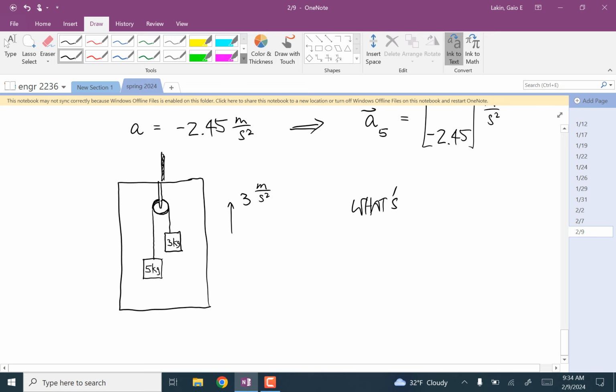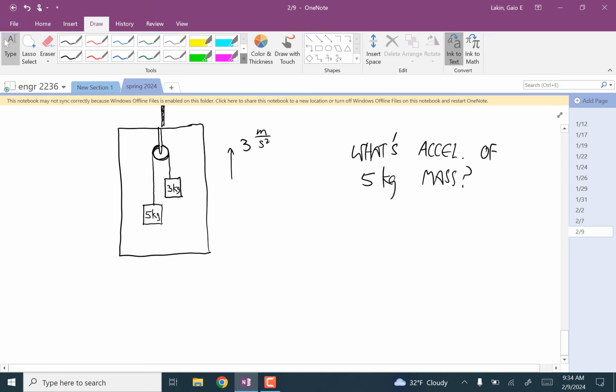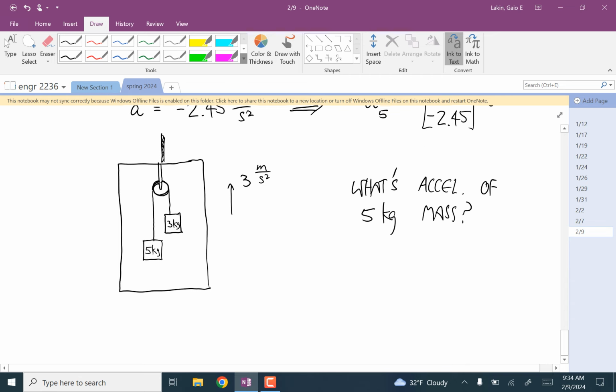What's the acceleration vector of that 5 kilogram mass now? Okay, why am I even asking this? What does this have to do with anything?